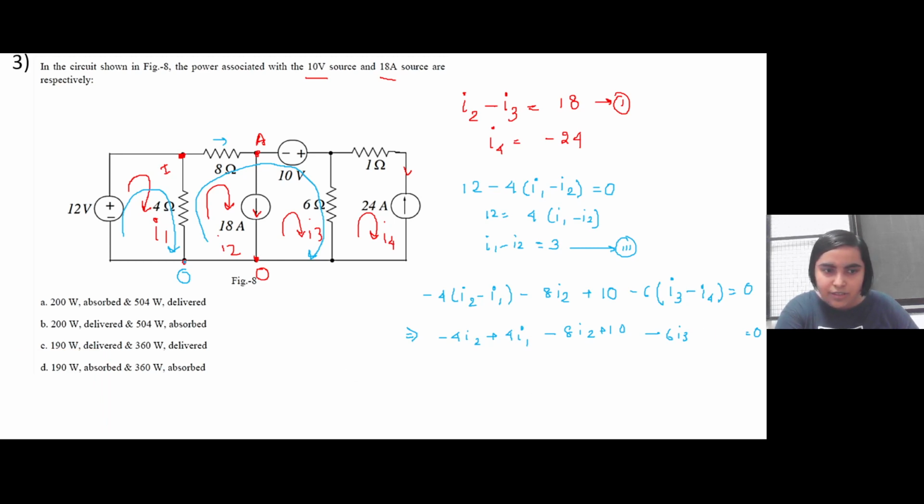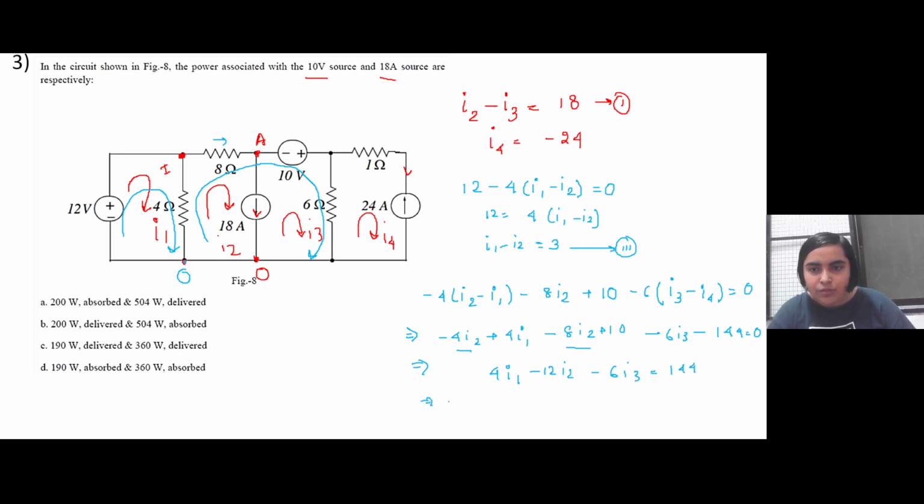So minus 24 into 6 is, so where's the calculator? 24 into 6, it is minus 144. So now we can further simplify this. So it is minus 12 I2, 4 I1 minus 6 I3 is equal to 144.